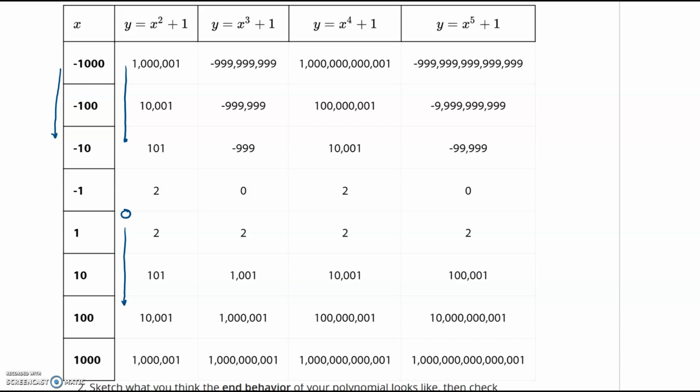If we look at our second function, let's look at my x values. Notice negative 999,999,999. This is a really, really small x value, and it's getting bigger and bigger and bigger. And then kind of in the middle, it's sort of normal again. And then it continues getting bigger and bigger and bigger.